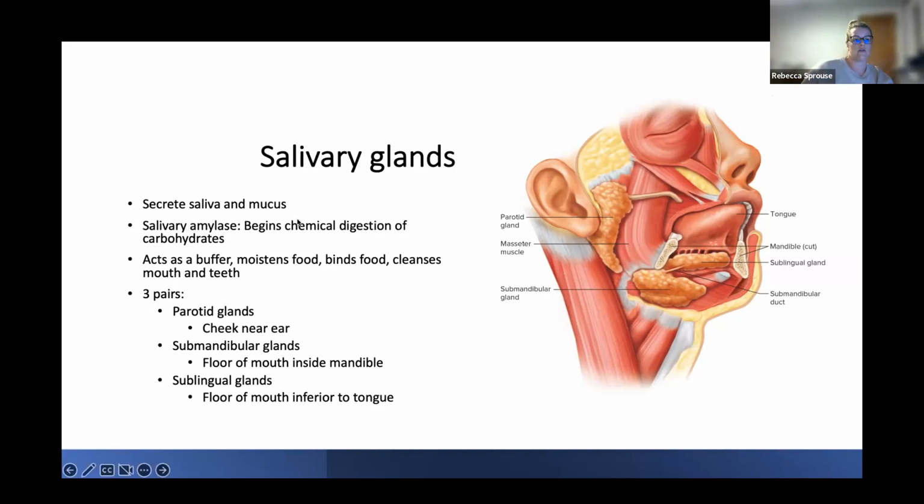The salivary glands also secrete their substances to act as a buffer. So if you eat a really acidic food or something like that, it kind of buffers out that pH, moistens the food to help it go down easier, binds it all up together in a ball, also cleansing the mouth and the teeth after to keep those things kind of clean. And then I talked about the three types here of salivary glands that you have.